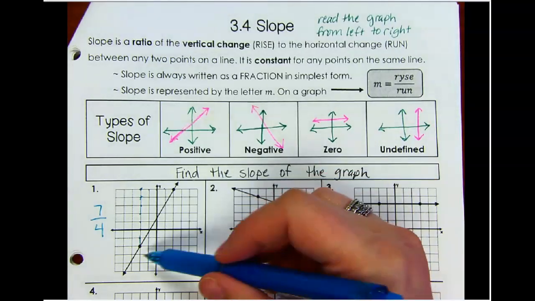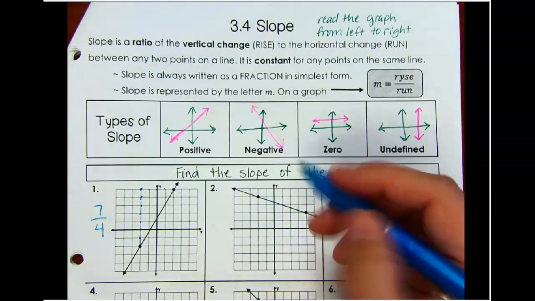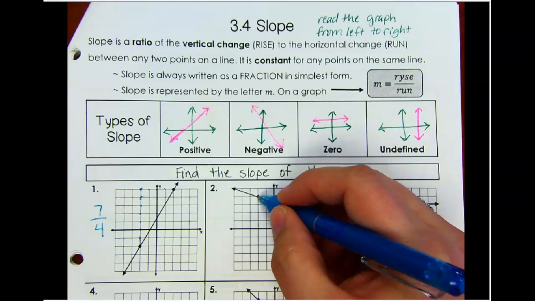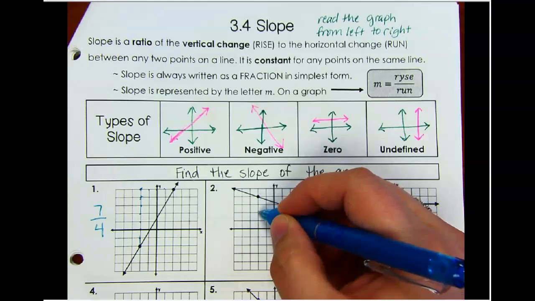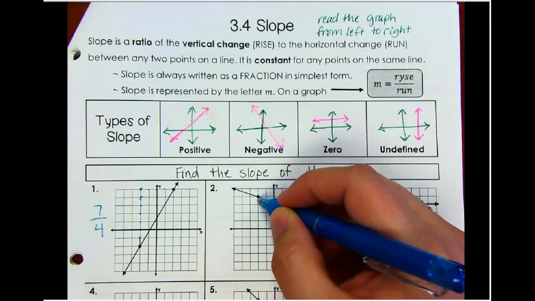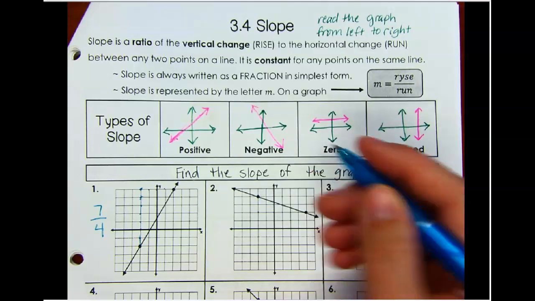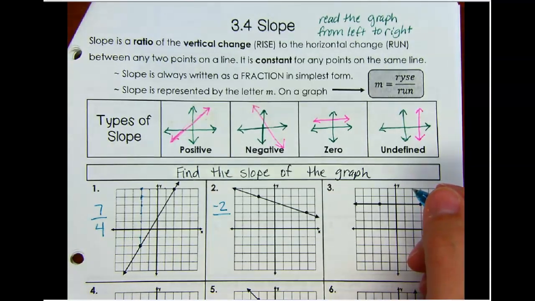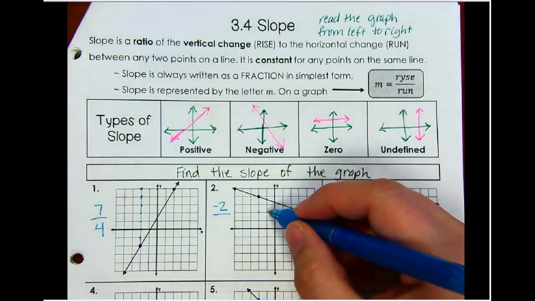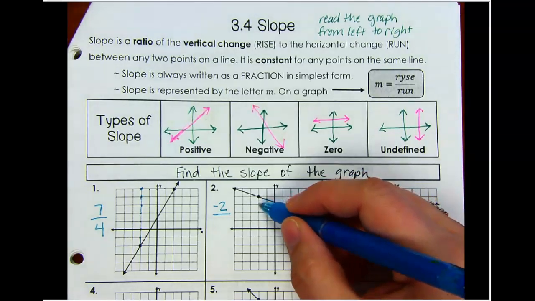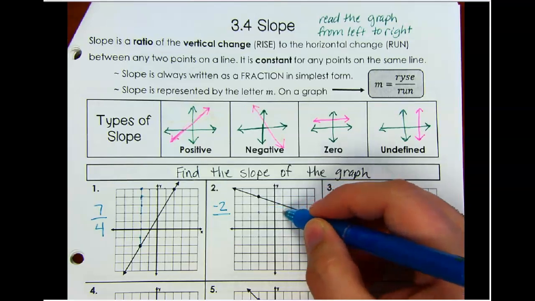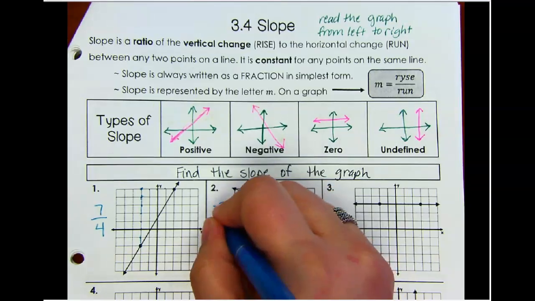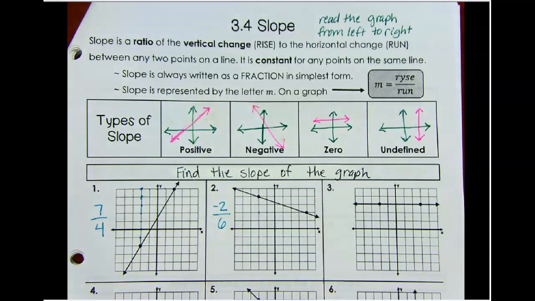Okay, this one, and notice how I started on the left and then went to the point on the right. I'm going to do the same thing here. I'm going to start on the left, so I'm going to have to rise by going down. Well, if I have to go down 1, 2, then that means I'm going -2. So the rise of this particular line is -2 because I had to go down 2 before I could start running. So I went down 1, 2, and then I'm going to run 1, 2, 3, 4, 5, 6. Well, -2 over 6 can be simplified.